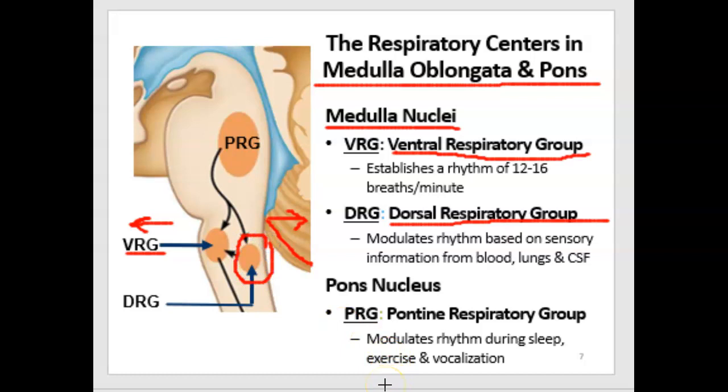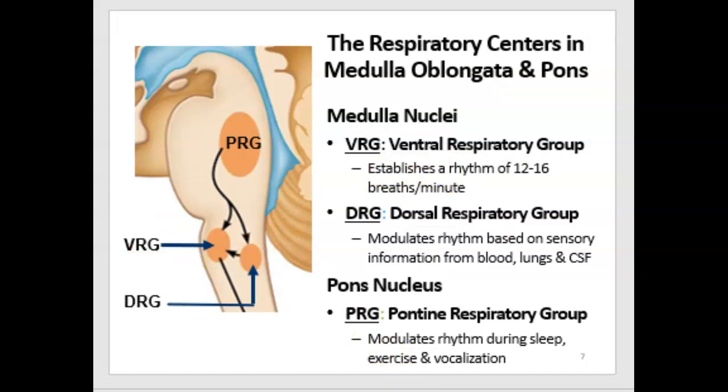Now they have different functions. It is the VRG that is most important in establishing the rhythm that's unconscious and innate to our brainstem, so we can breathe without thinking. And so this VRG establishes our normal breathing rate with quiet, undisturbed respiration of 12 to 16 breaths per minute.